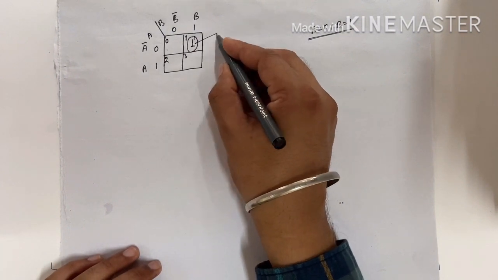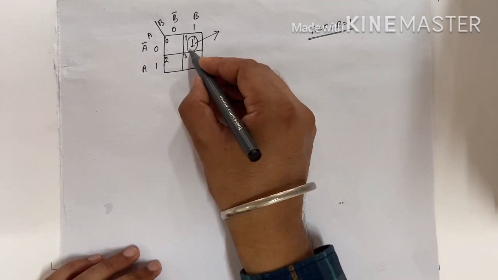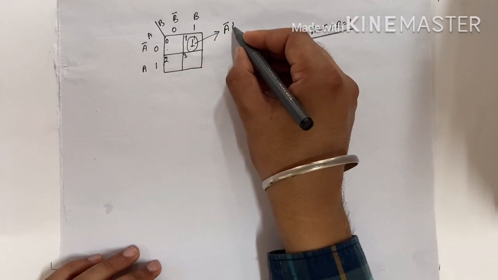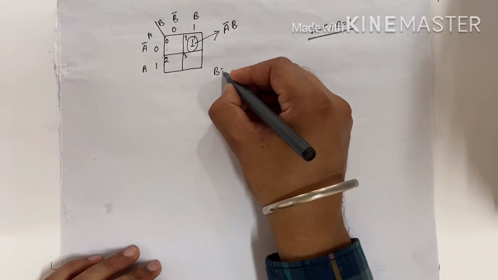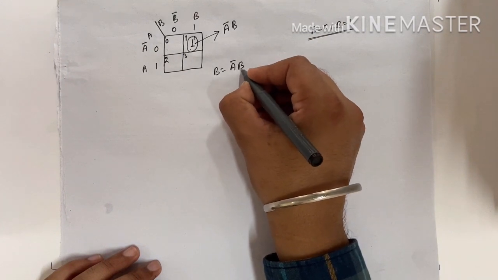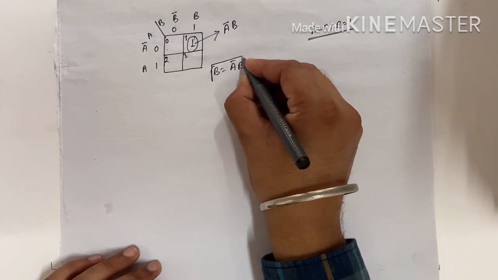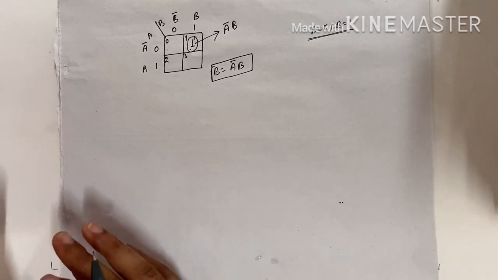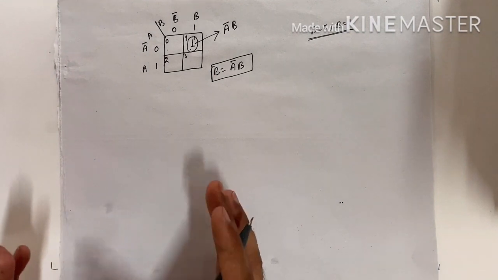Now we can write the Boolean expression. On the left, A complement is there, and on the top we can see B, so the Borrow becomes A complement and B. This is the Borrow condition. Now we have the Difference Boolean expression and the Borrow expression.